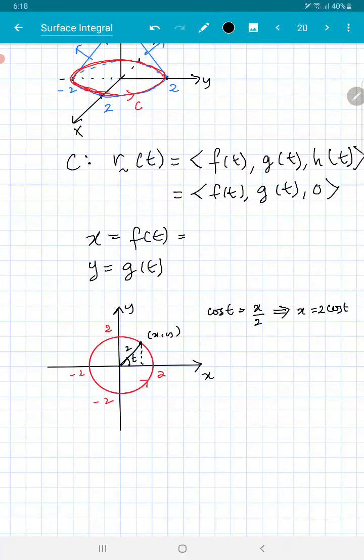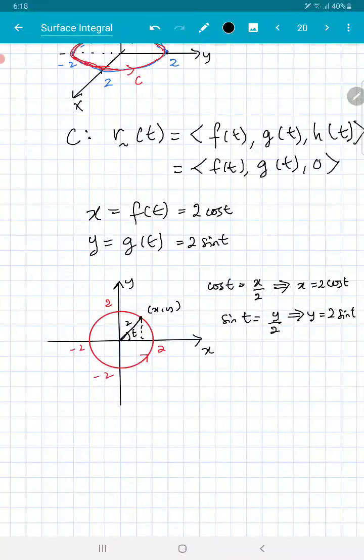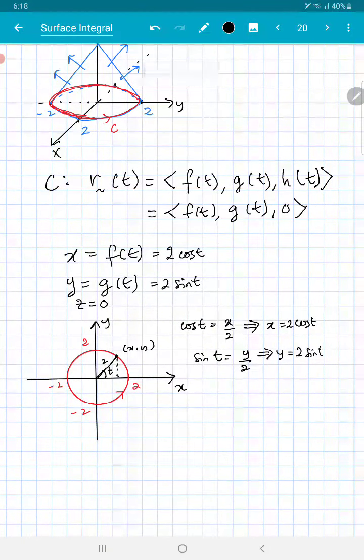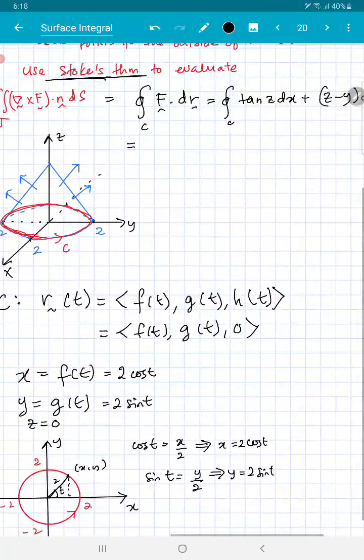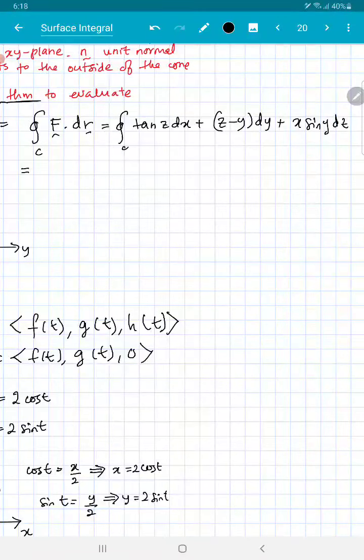So now we have the parametric equation for x. And from the triangle there, sine t is opposite divided by hypotenuse, so from here we get y is 2 sine t. So now we get the parametric equation for y. And of course z is 0. Now we're going to use this parametric equation for x, y, and z in our line integral here. But of course we need dx, dy, and dz in terms of dt.